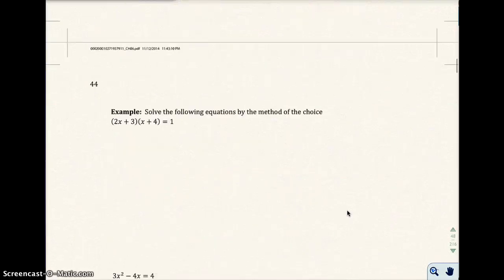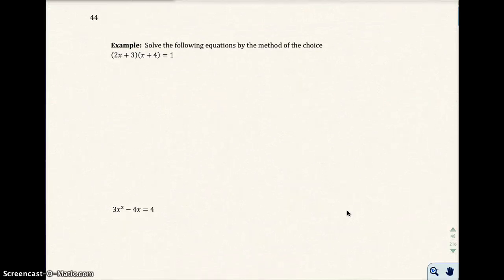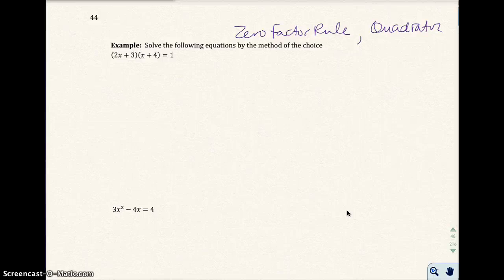So let's go ahead and look at the next example, page 44. Solve the following equation by the method of your choice. This is one where I would use the zero factor rule. And if that didn't work, then I would use the quadratic formula. No way would I ever use the square root property here, because if I go to multiply this all out, I'll get another term. So I'm going to go ahead and multiply this all out. The reason I don't use zero factor right away, some people say this is factored, and then I can just say that equals 0, but there's no 0 here.